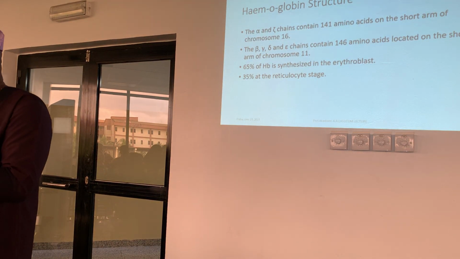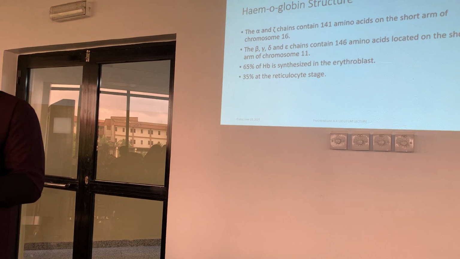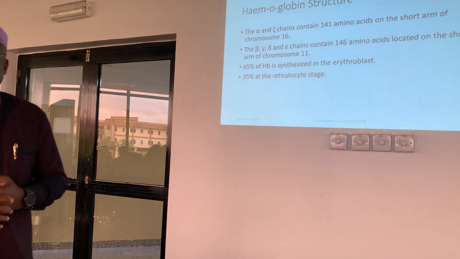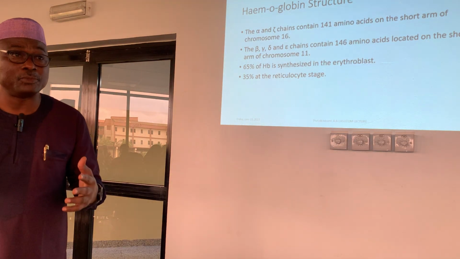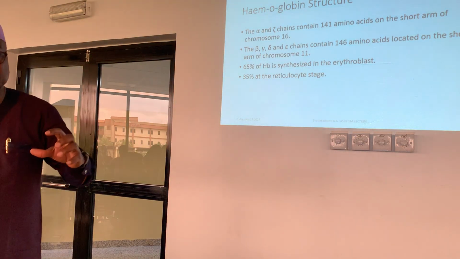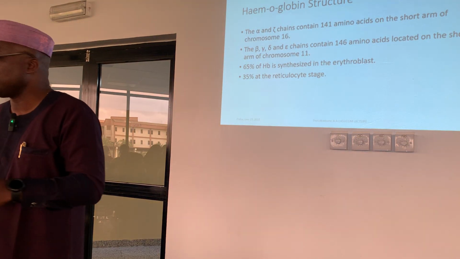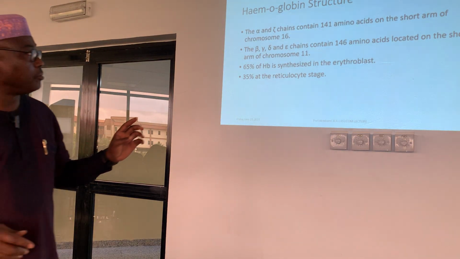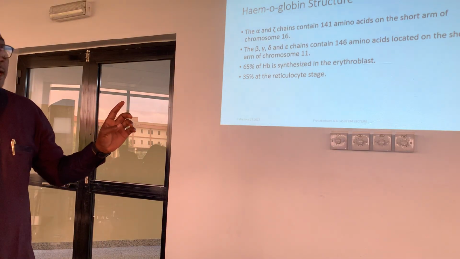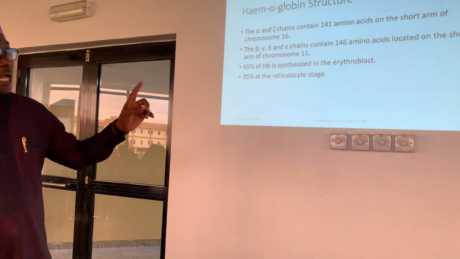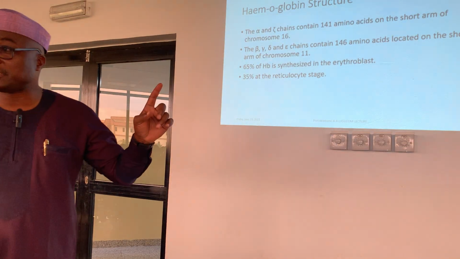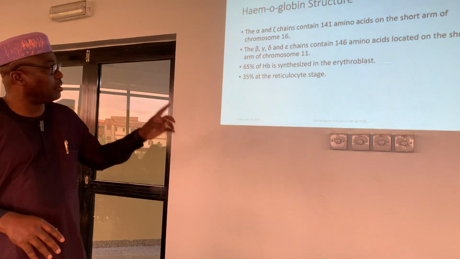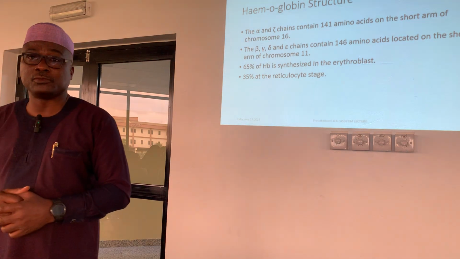The alpha-like is the zeta. And why is it called alpha-like? Because it carries the same number of amino acids. You can see it's 141 amino acids. Like I've said, globins are polypeptides, so they carry amino acids. And it is also located on chromosome 16. But the beta, the gamma, the delta, the epsilon contain 146 amino acids. So there are two major groups, and they are located on chromosome 11.